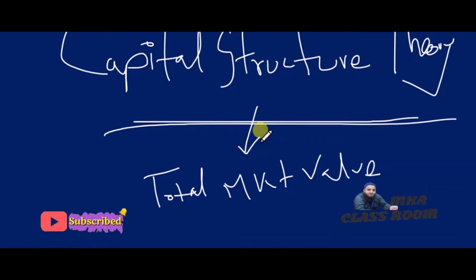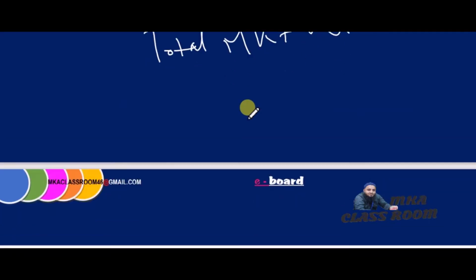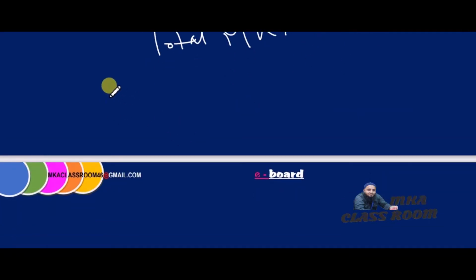Optimal capital structure of a company. Optimal capital structure is that ratio of debt and equity that maximizes the firm's total market value and minimizes its cost of capital. So there is the optimal capital structure theory.